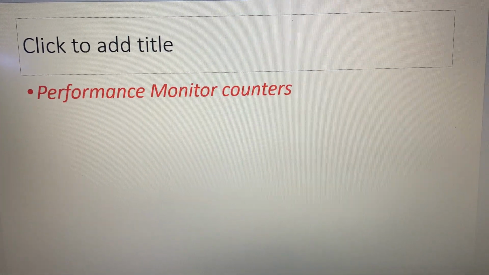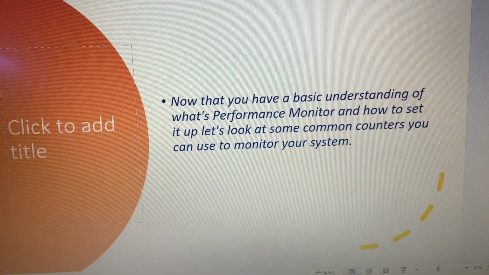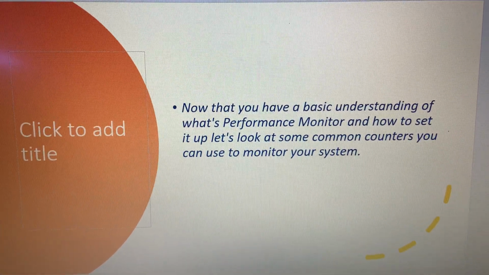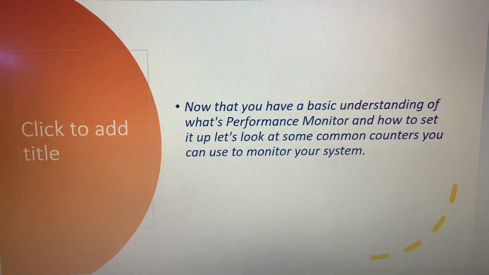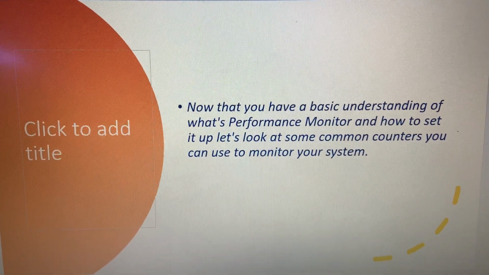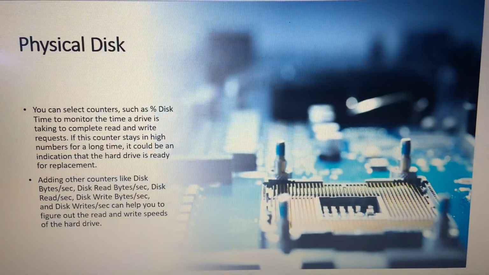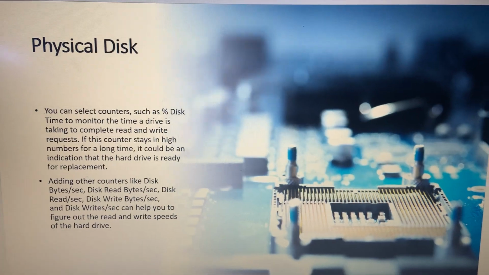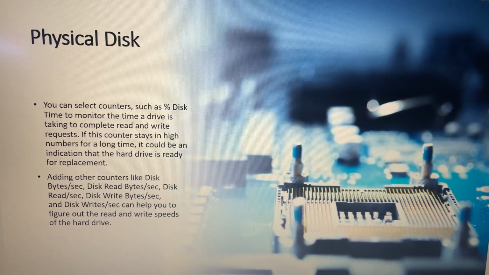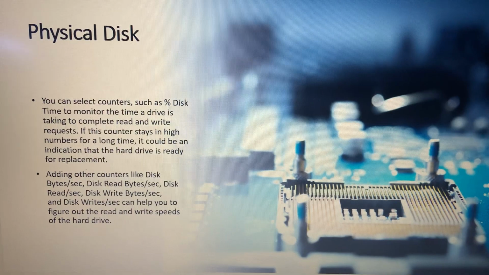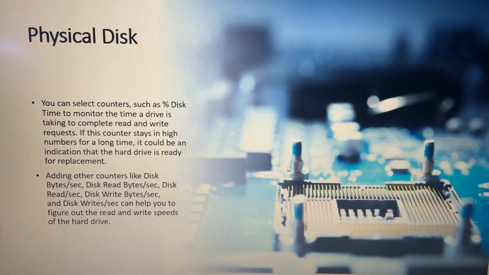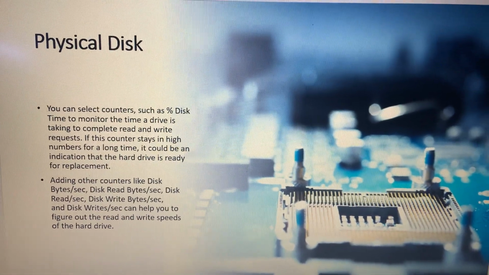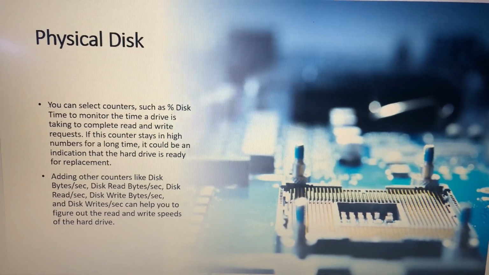Performance Monitor counters. Now that you have a basic understanding of what Performance Monitor is and how to set it up, let's look at some common counters you can use to monitor your system. Physical disk. You can select counters such as % disk time to monitor the time a drive is taking to complete read and write requests. If this counter stays at high numbers for a long time, it could be an indication that the hard drive is ready for replacement.